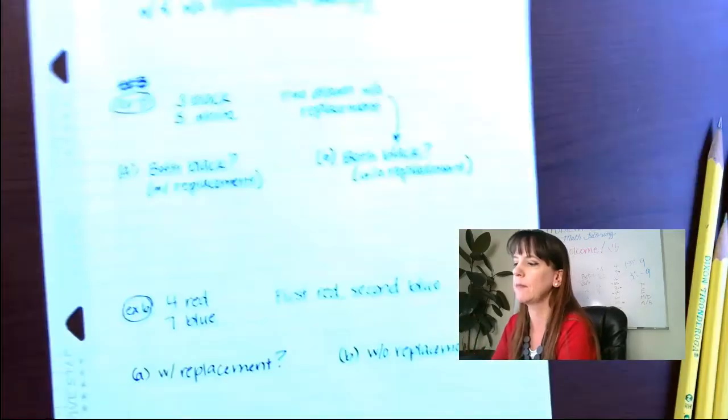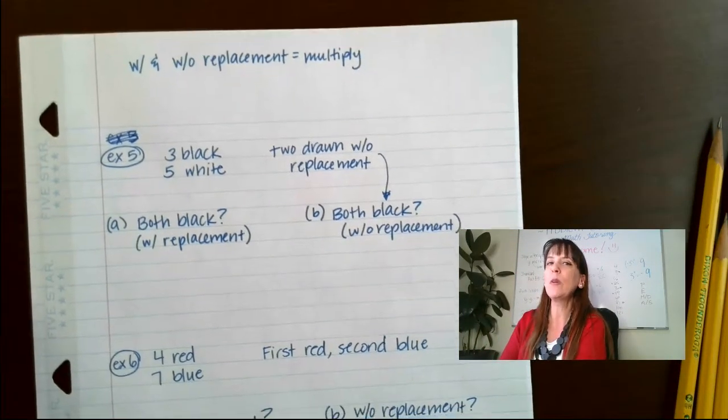That's how you would do those guys. Let's talk about now probability. Like that word is hard. No idea. Okay, so we're gonna talk about probability with and without replacement.